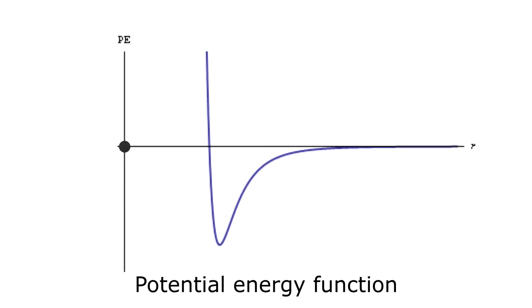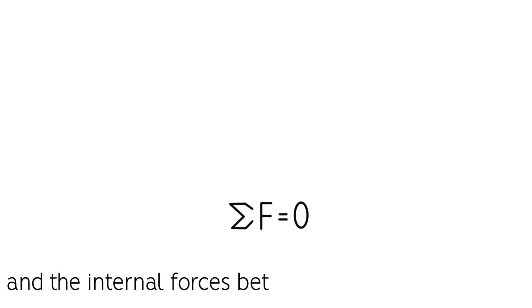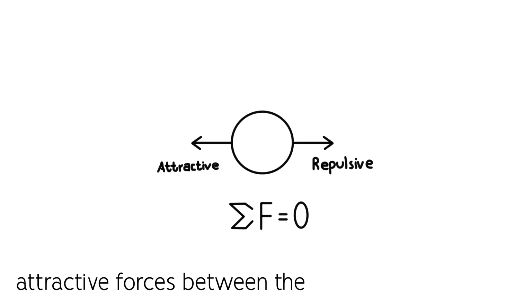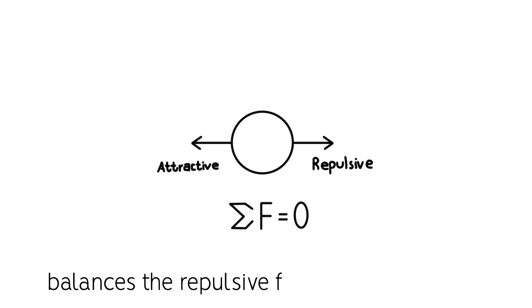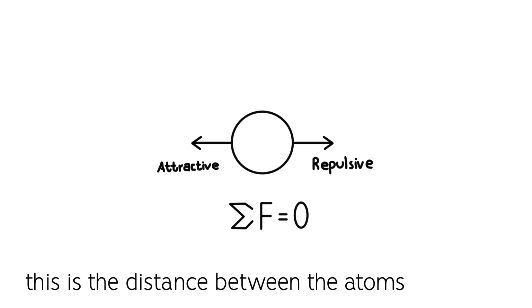As this is a conservative field, we can obtain the force. This function describes the force between two atoms. When we fix one of the atoms at the origin, and bring the other atom in the vicinity of the other, the point where the potential energy reaches minimum, we say the atom is bonded with the other, and the internal force between them becomes zero. In this position, attractive forces between the nucleus of one atom and the electrons of the other balance the repulsive forces between them. So this is the distance between the atoms at 0 Kelvin.